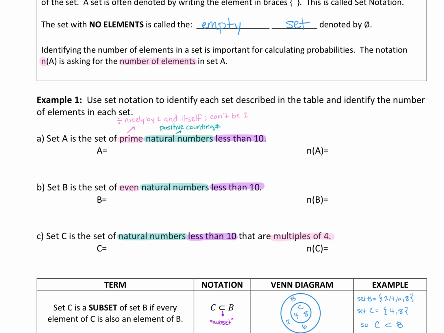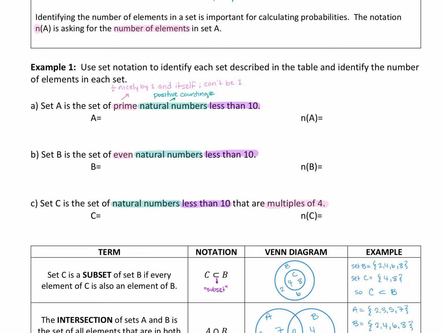Let's do some examples. If we want a set with prime natural numbers less than 10, remember that a prime number is a number that you can divide nicely by 1 and itself. It can't be the actual number 1, but it can be a number that can be divided nicely by 1 and itself. A natural number is just any positive counting number, so no negatives, and it has to be less than 10. So that set then, well, it can't be 1.